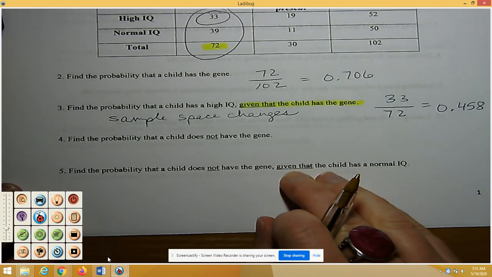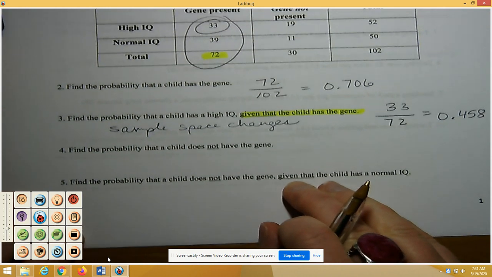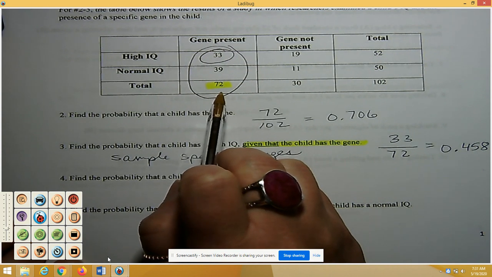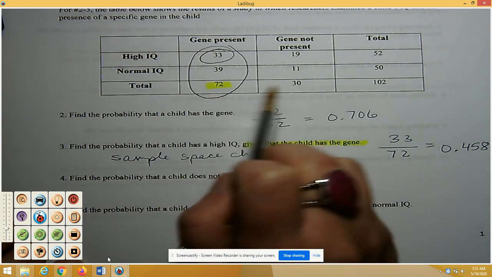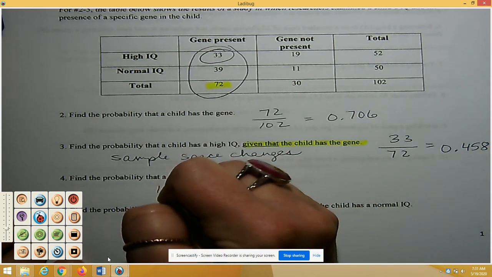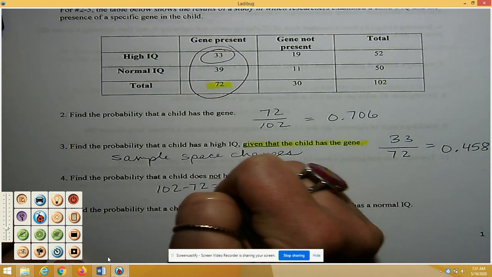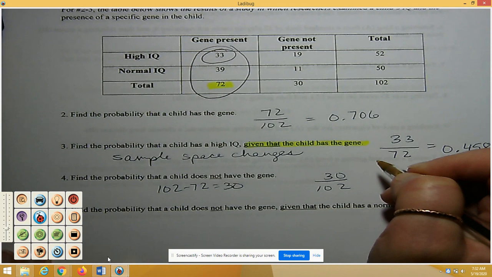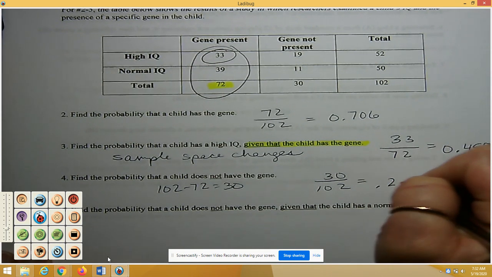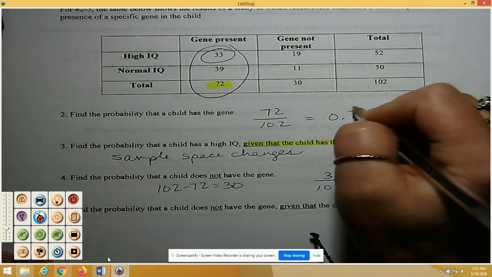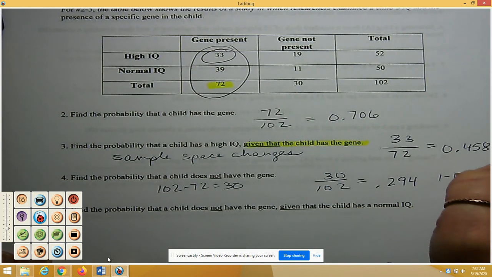Then we can look a little bit at something called a complement. Find the probability that the child does not have the gene. Well, 72 kids have the gene, 30 do not, for a total of 102. So not having the gene would be 102 minus 72 to get the 30. So you can just do 30 over 102, and that comes out to 0.294.